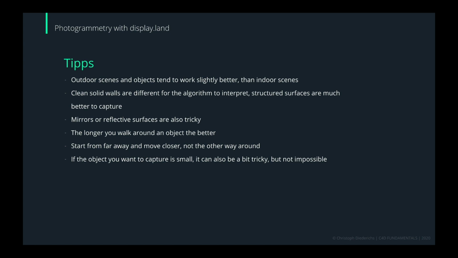What works best is to start from far away and move closer at the end, and not the other way around. That turned out to give the best results. And also I find that if the object is too small, it can be a bit tricky. It's not impossible to do, but if the object you want to scan is very small, it's just more difficult to do. And actually, like with the bird sculpture, that was quite a good size, and the scanning went very fast, and the result is also, I think, pretty great.